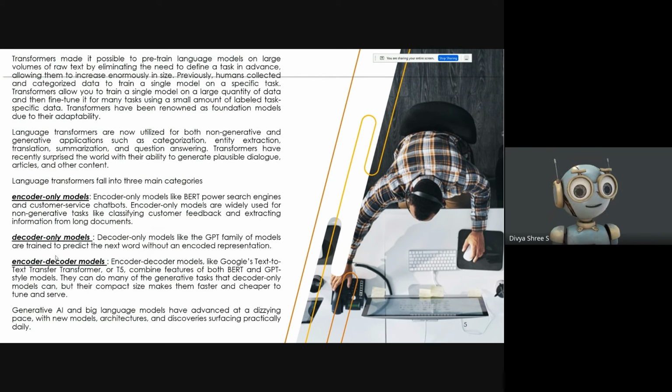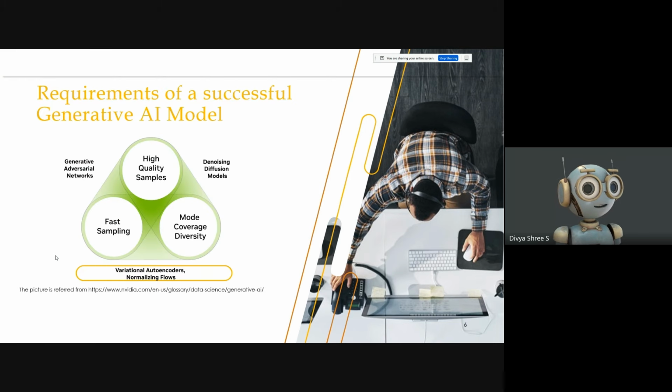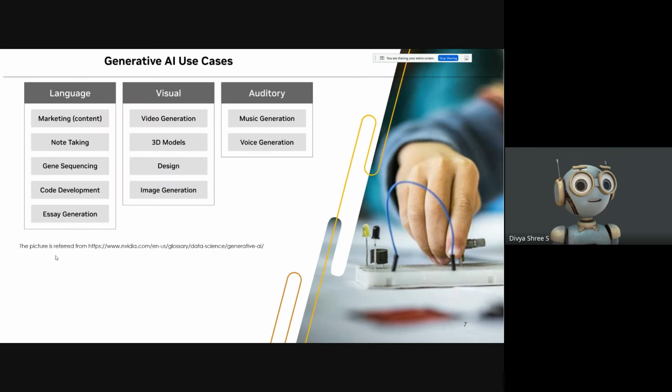Generative AI and big language models have advanced at a dizzying pace, with new models, architectures, and discoveries surfacing practically daily. So what are the requirements of a successful generative AI model? It is quality, diversity, and speed. So where can we expect this kind of generative AI? With respect to language, it can be content creation, marketing, note taking, code development, essay generation, and more. With respect to visual, it is video generation, 3D models and design, image generation. With respect to auditory, it can be music or voice generation.